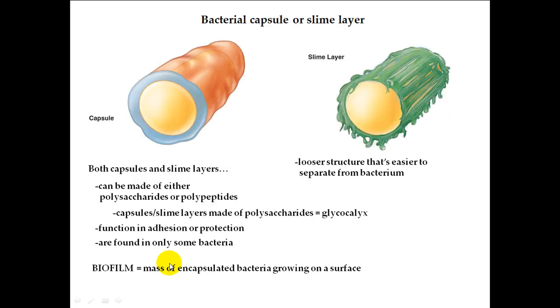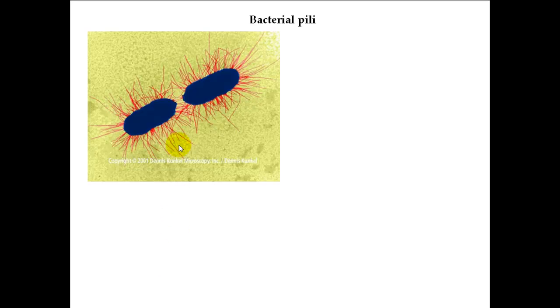So we'll leave capsules and slime layers behind. They're kind of cool, but we'll leave them behind now and take a look at yet another structure that you might find on bacteria, and that structure is the bacterial pili. Pili are relatively short appendages that stick out away from the surface of the bacterial cell. A little bit later on, we'll take a look at flagella, which are also appendages that stick out away from the bacteria. It turns out that pili, though, are quite a bit shorter than flagella.